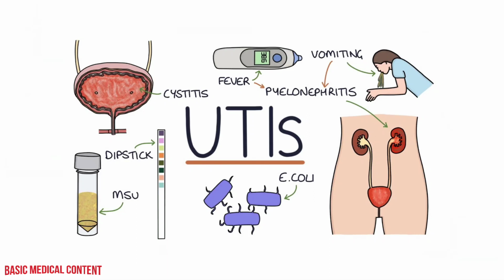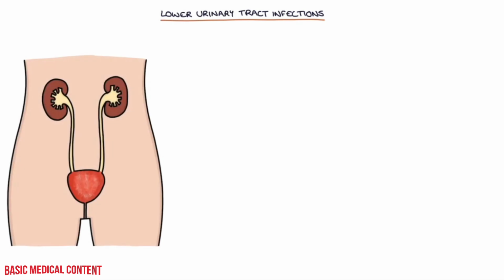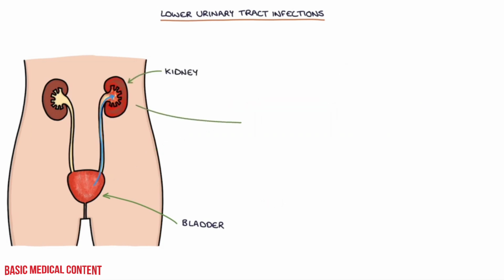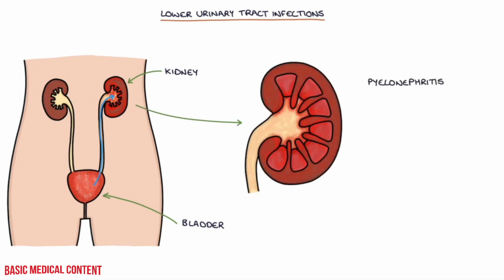In this video, I'm going to be going through lower urinary tract infections. Lower urinary tract infections, or UTIs, involve infection in the bladder, causing cystitis, which is inflammation of the bladder. They can spread up to the kidneys and cause pyelonephritis, which is inflammation and infection in the kidney.